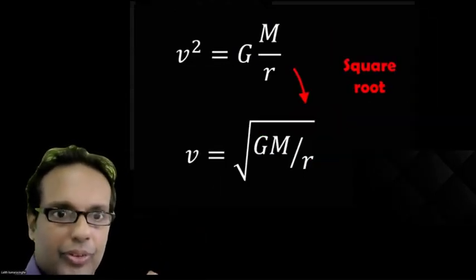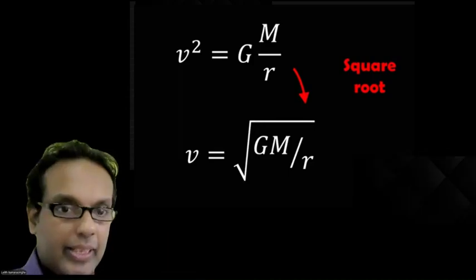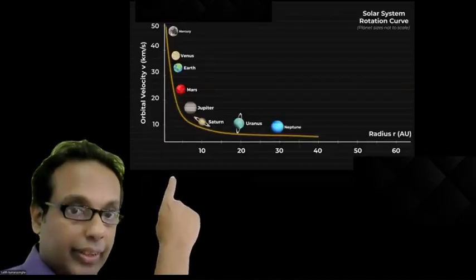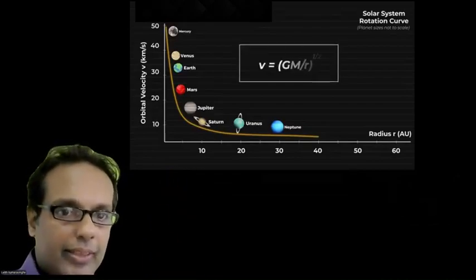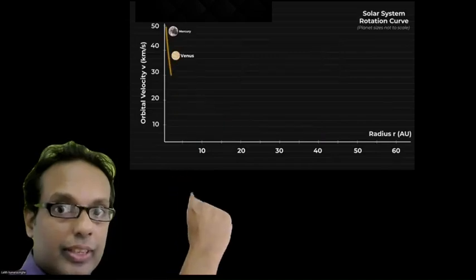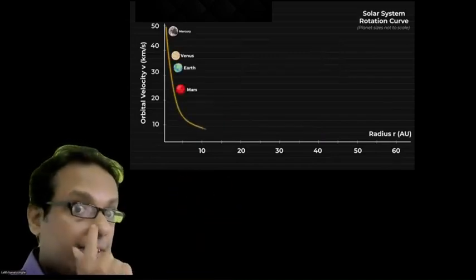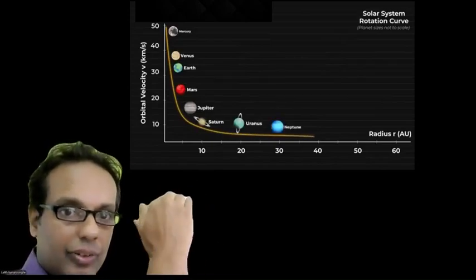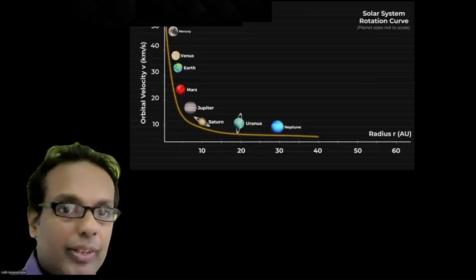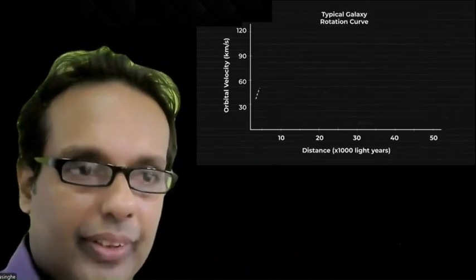According to Newtonian mechanics, if there's a central mass like our sun, when you go further away from the center along the solar system, when the radius of the planet increases, the rotational speed of the planet should decrease. This should be the same for the galaxy.